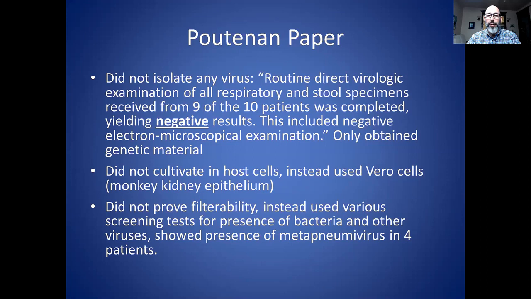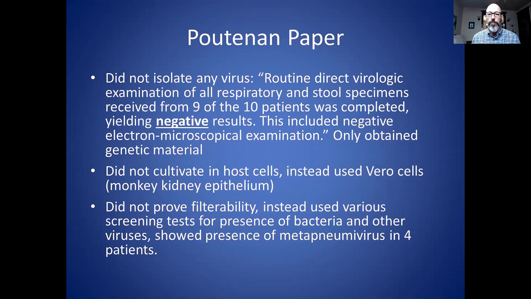So what they actually did was follow the right procedure here: they took the lung and stool specimens in this case and actually did try to purify those and look at those under a microscope, but they did not see anything. So that was a negative isolation. As I described, they did obtain genetic material, as they do in almost all these studies. The second step, they did not cultivate any fluid or particles in host cells. Instead, they used monkey vero cells, which, as I described, introduces exosomes. And they did not prove filterability.